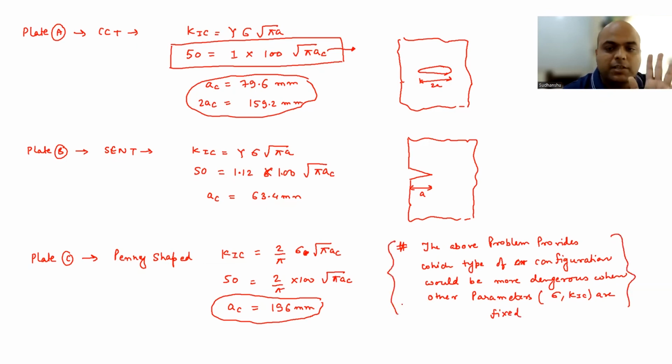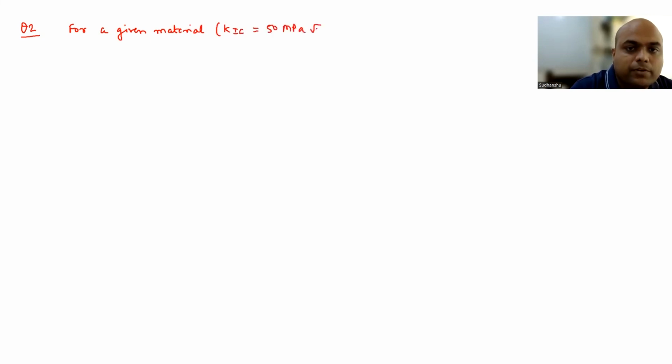Okay. So from this problem, we understand the effect of configuration, or geometry, of the plate. Now let's solve another problem where we will understand the effect of crack length, or a by w. Question 2: for a given material, so the material is fixed, that means K1C is going to be fixed. K1C is 50 MPa root meter.